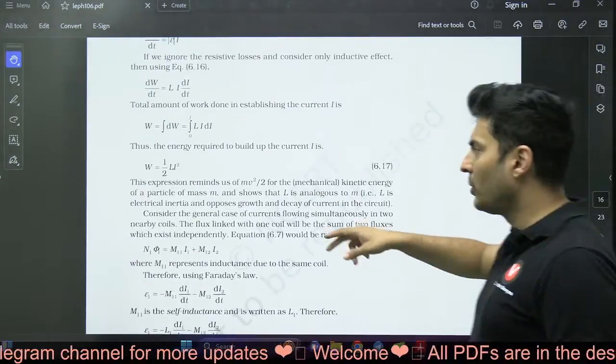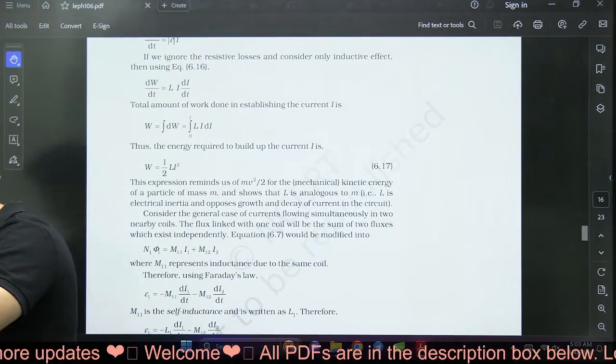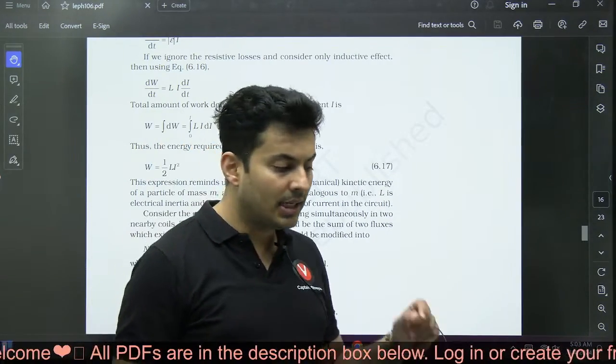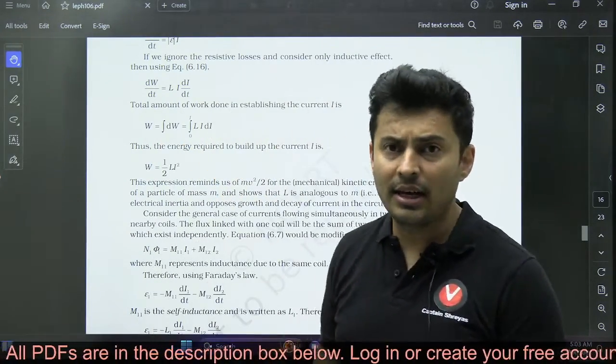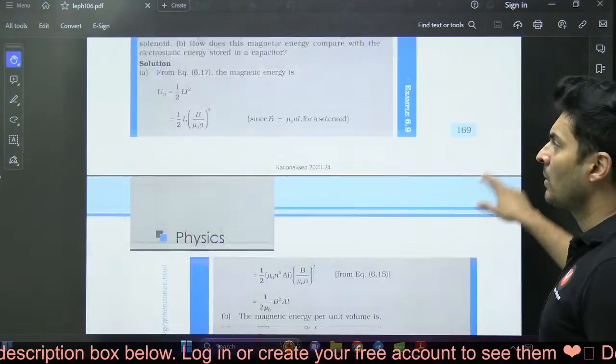Okay. Energy stored inside an inductor is half L i square. Half L i square. Is the derivation of mutual inductance and self-inductance important? Yes, it is definitely important from the chapter of EMI. Definitely. It can come.